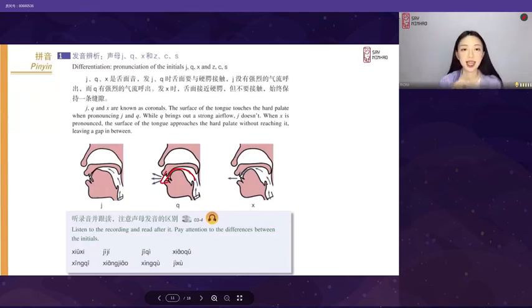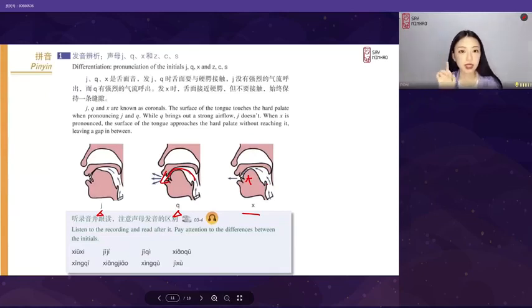So for ji and qi, the position of our tongue and the shape of the mouth is the same. But what's the difference? We just said it's the air, right? Try to put your hand or tissue in front of your mouth, and ji is soft air and qi is stronger air. Okay, this is the difference between these two. And for xi, from the start, the tongue never touches the hard palate. Okay, for ji and qi, we will touch and remove. But for xi, we won't touch. We will just always leave a gap here. Okay, so ji, qi, xi, the differences between these three are like this.